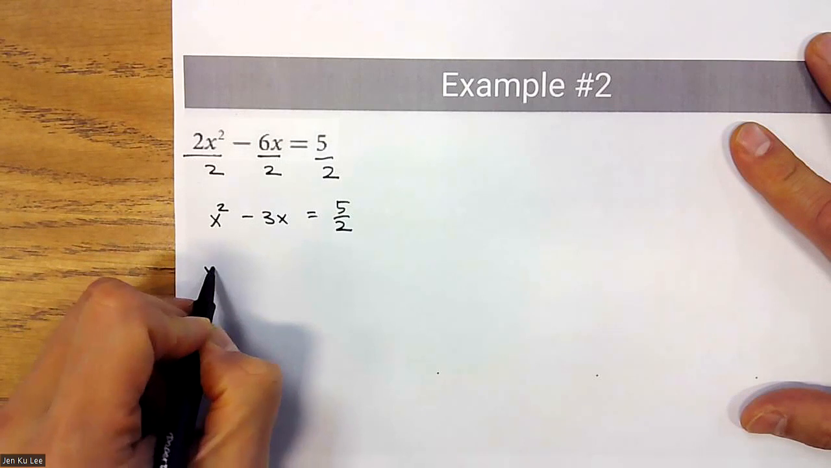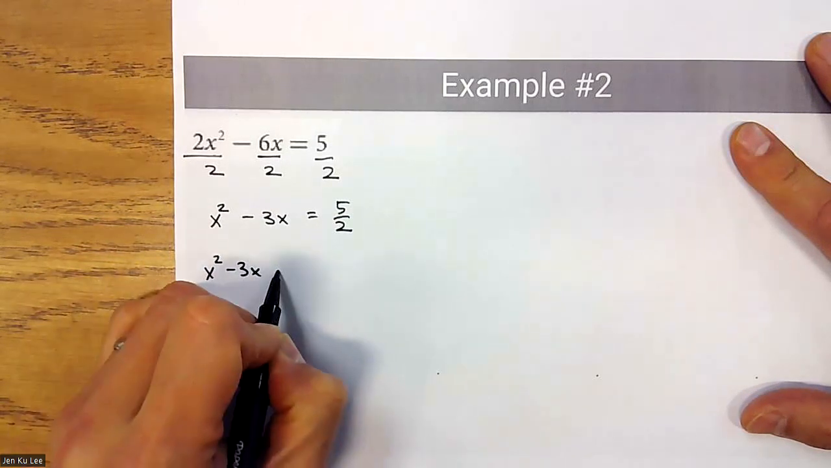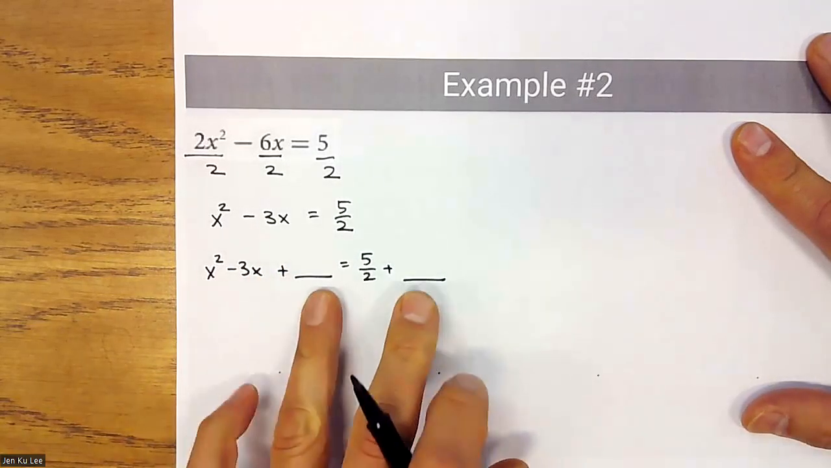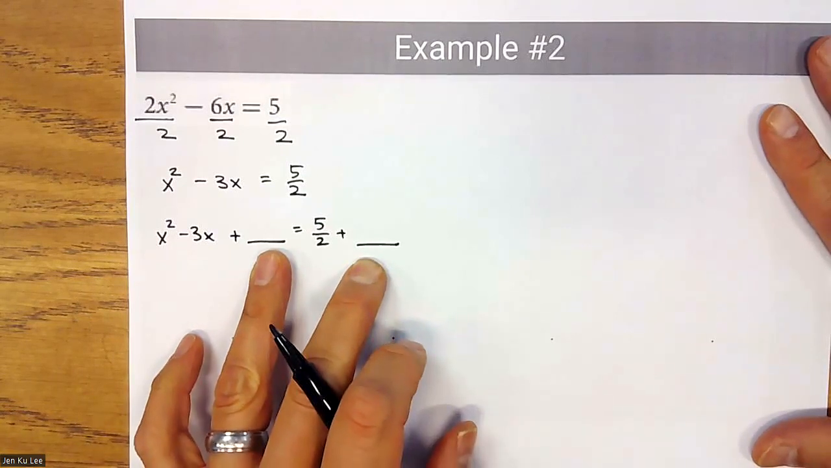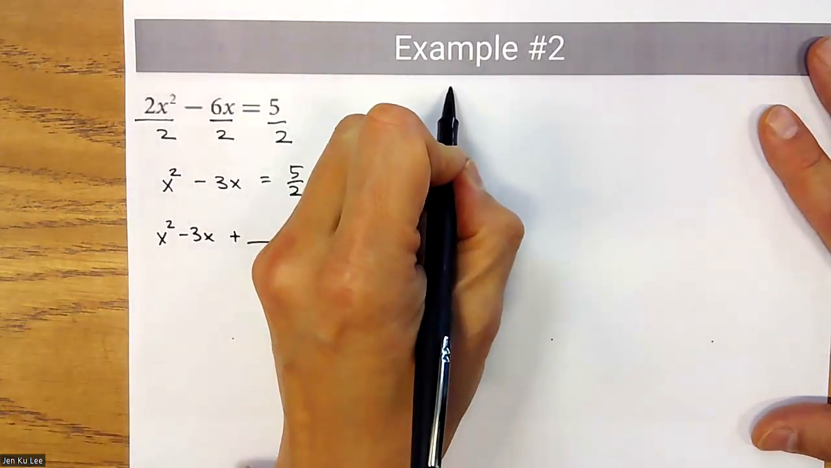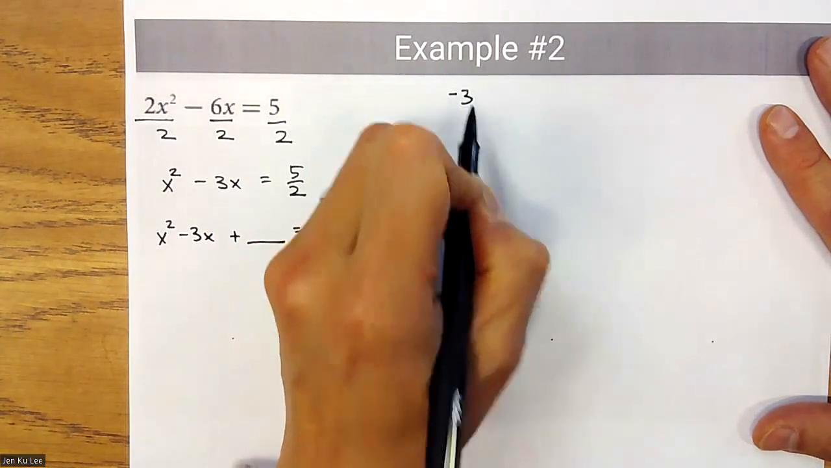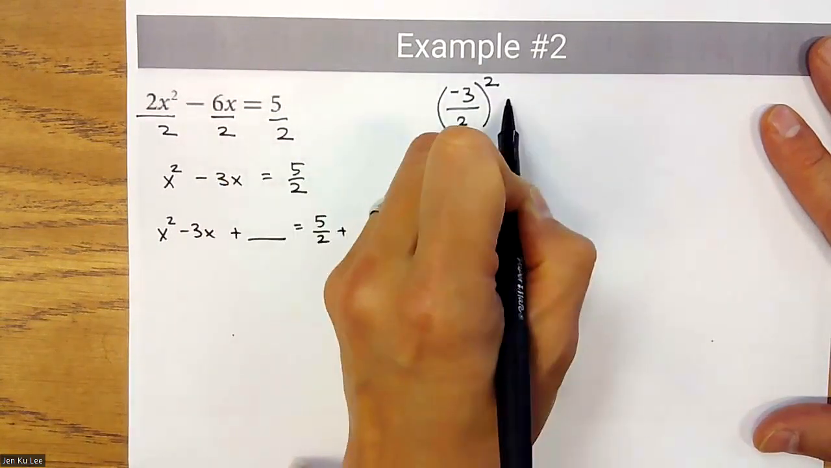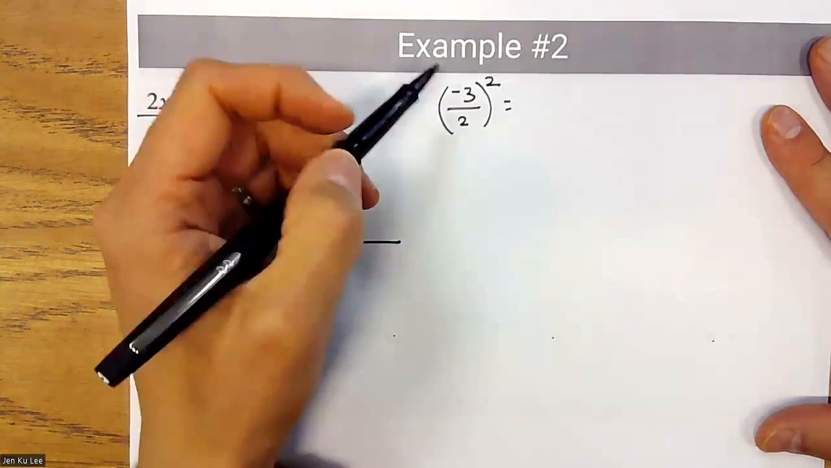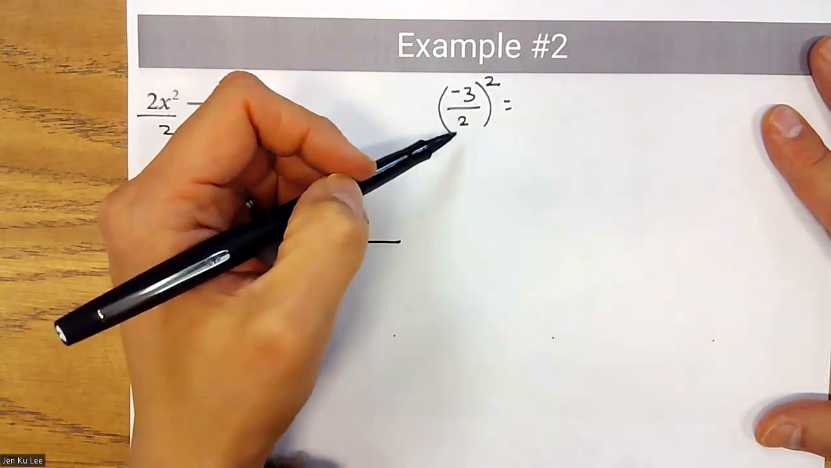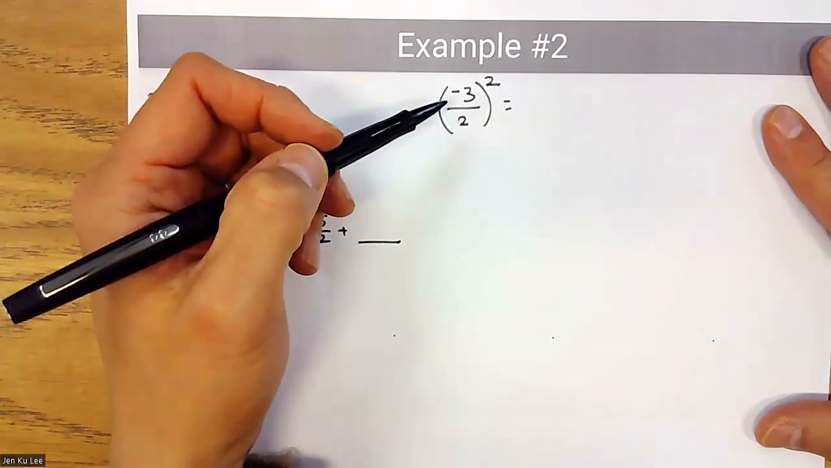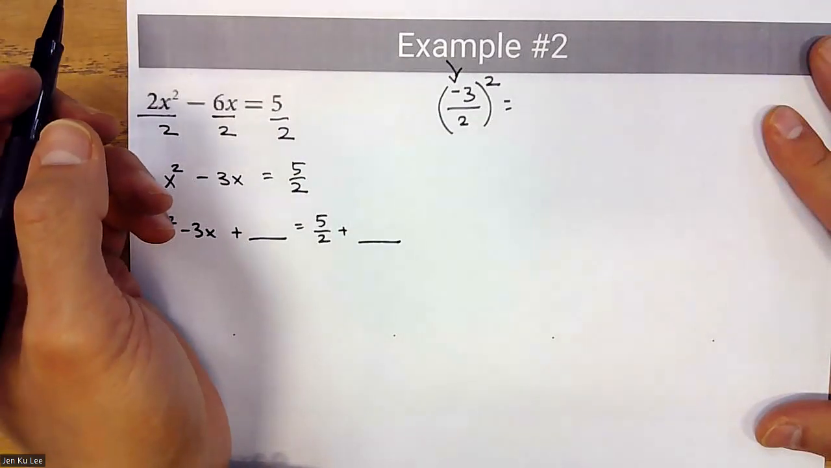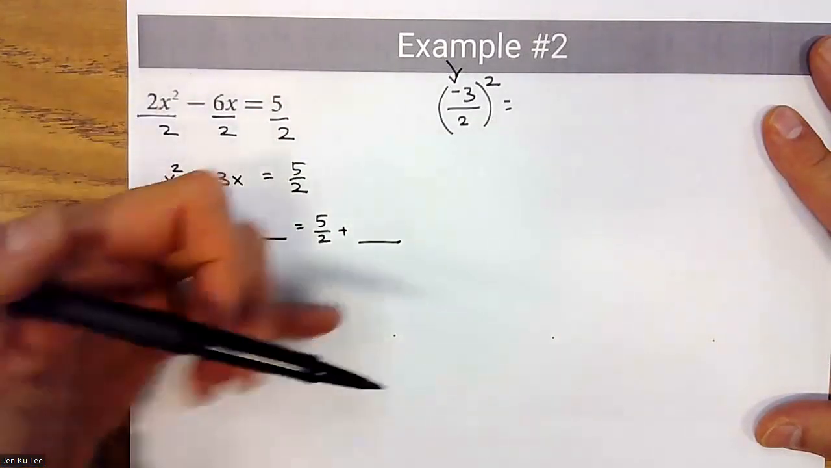So actually, I'm going to rewrite this. X squared minus 3x plus blank equals 5/2 plus blank. And that blank, class, is what we are going to do by doing this, right? We're going to get the coefficient of x, -3. We're going to half it, square it, pop it. So -3 halves, I can't simplify. So what is this, class? What is -3 halves in the whole scheme of this?